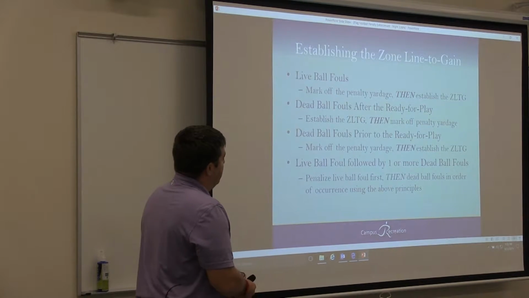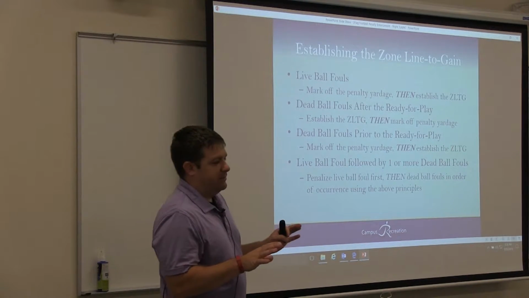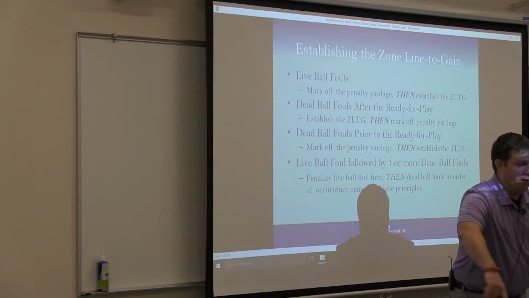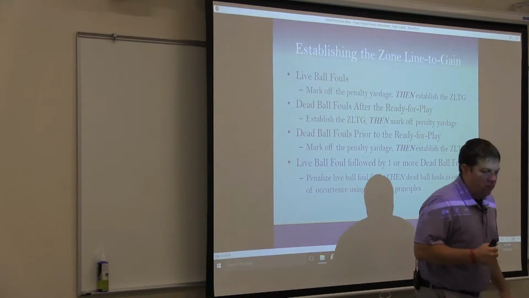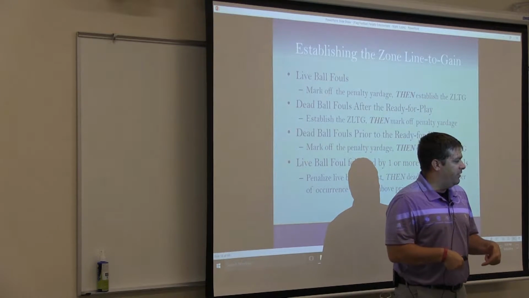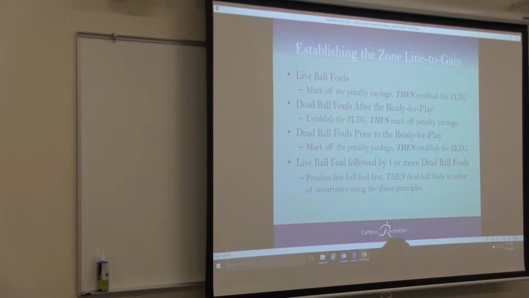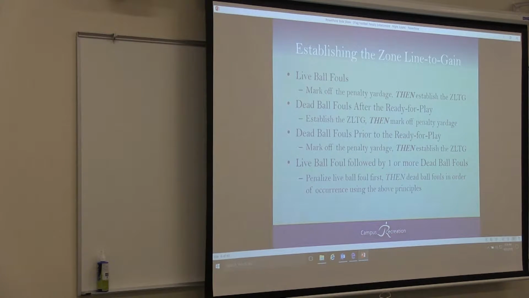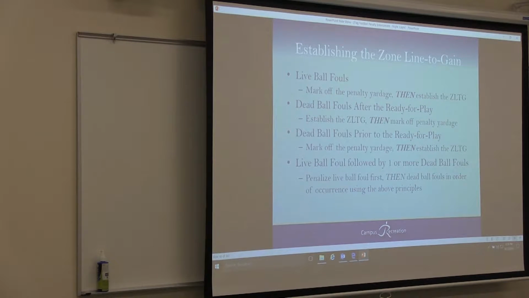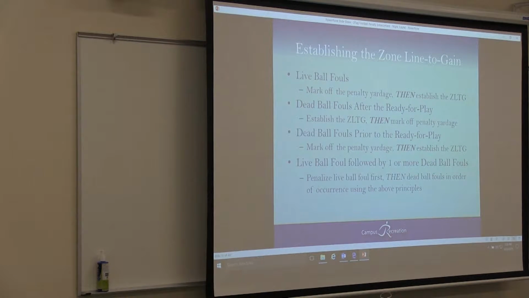During a live ball, you mark off all penalties. So if this is my line to gain right here, and I get short, but there's a holding on the defense, and we know we're going to go from the end of the run, I march off my 10 yards, I set my pucks, I look up. If that zone line I needed to gain is behind me, it's the next zone line to gain. And we'll show you plays on this.